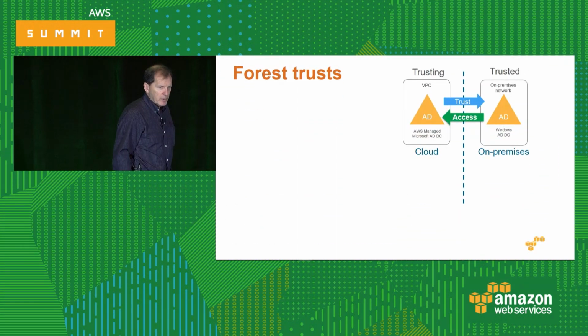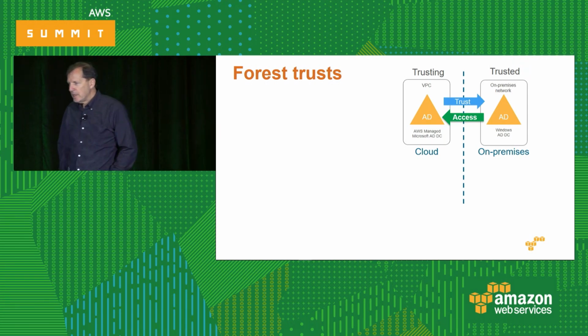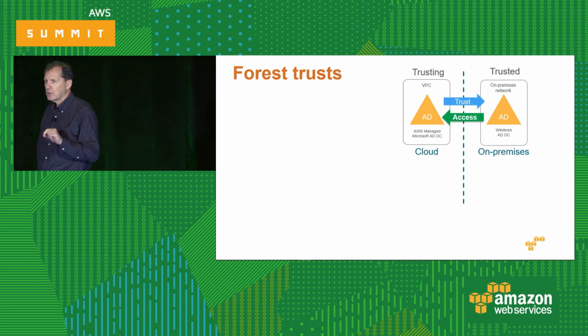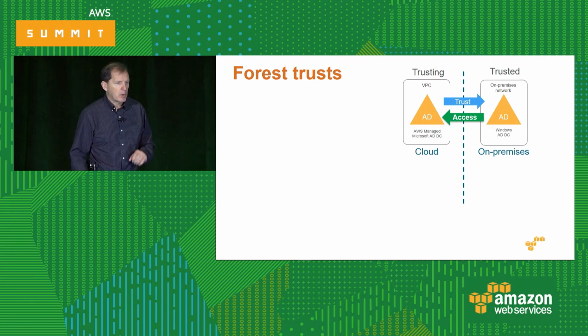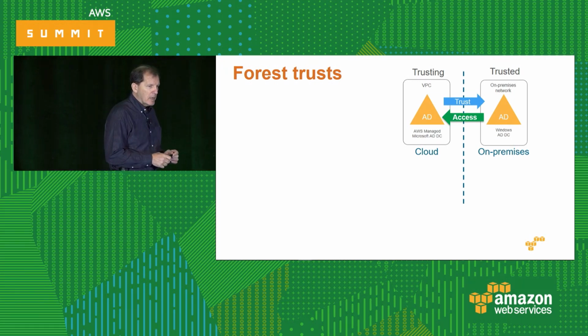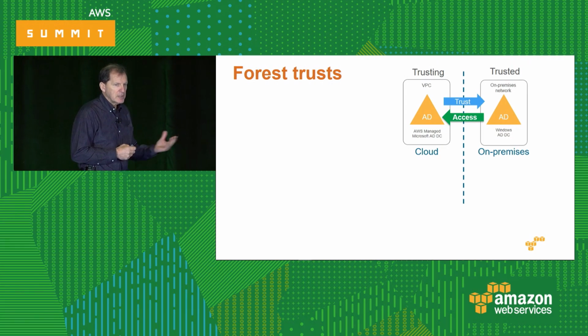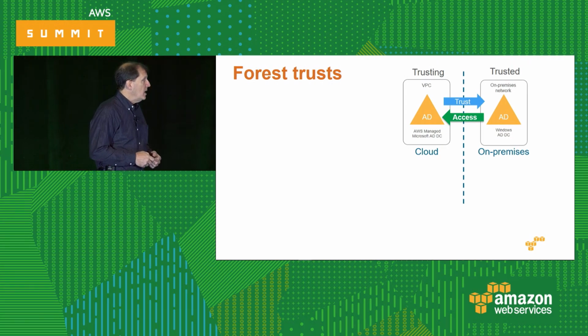So let's talk about forest trusts. The managed AD product supports forest trusts today. It doesn't support external domain trusts at the moment. It does support forest trusts. Now, in these models, a trust has a direction. So there's a trusting side and a trusted side. And the direction of access is opposite of the trust.